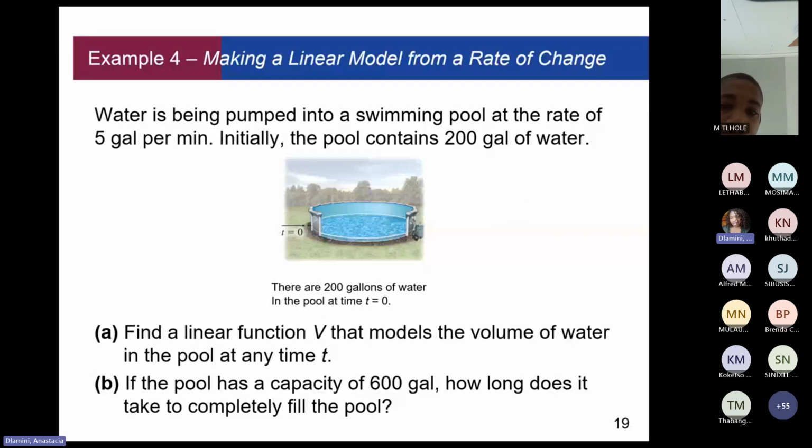Here's another example. Water is being pumped into a swimming pool at the rate of 5 gallons per minute, let's say 5 liters per minute. Initially, the pool contains 200 gallons of water, assuming gallons. Find the linear function V that models the volume of water in the pool at time t.